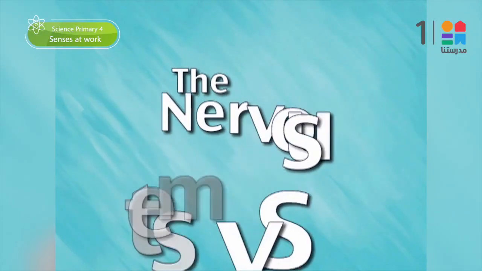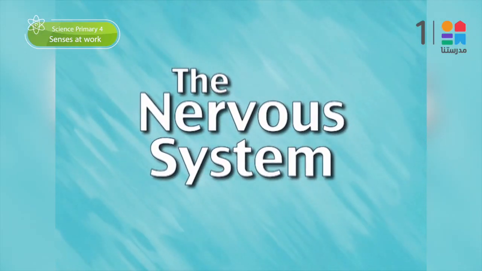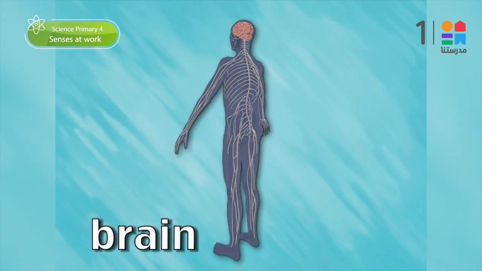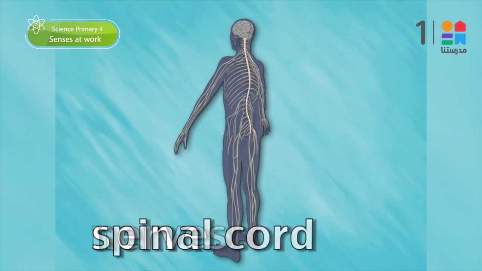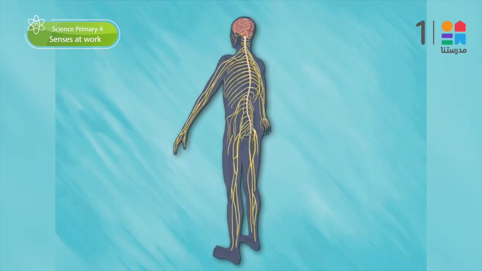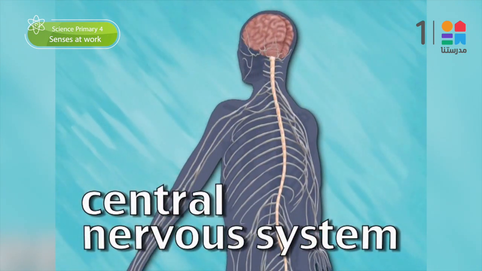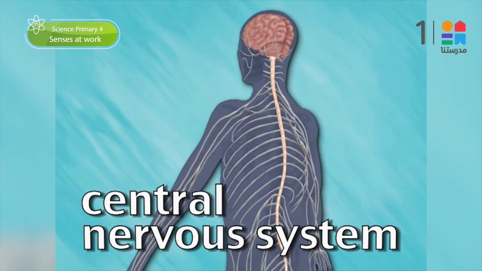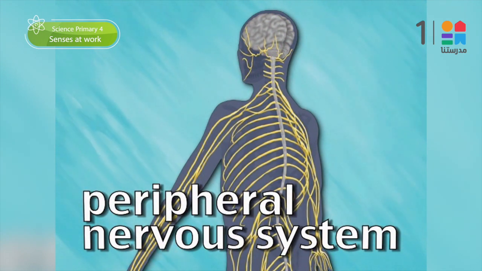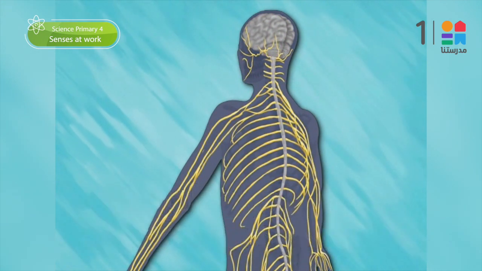The nervous system. The nervous system consists of the brain, spinal cord, and nerves. It can be divided into two parts: the central nervous system, which includes the brain and spinal cord, and the peripheral nervous system, which is made up of the nerves that come from the brain and spinal cord.